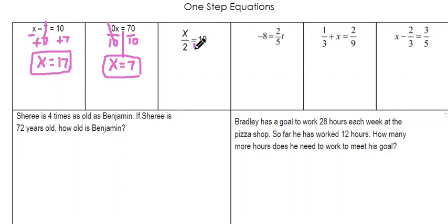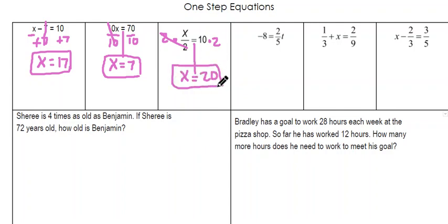All right, this one I have x divided by 2. A fraction bar means divide. So to get rid of that 2, I can times this by 2 and cancel out those 2's and leave me with just x. I'm going to do the same thing to the other side. 10 times 2 gives me 20. So this will be x equals 20.